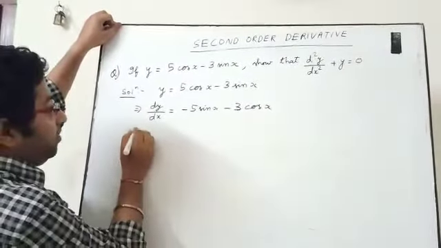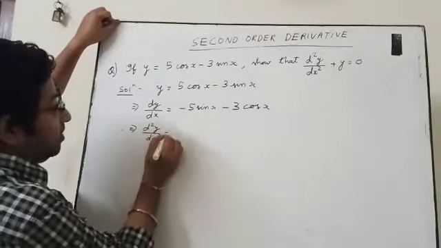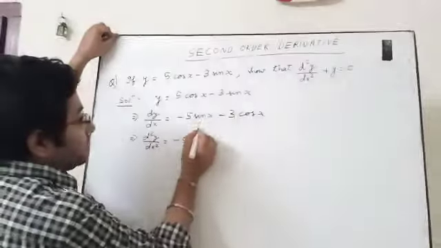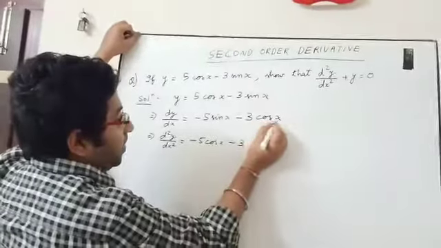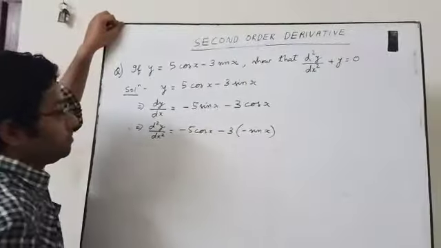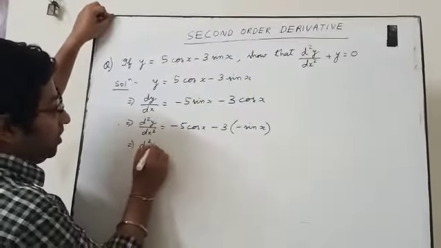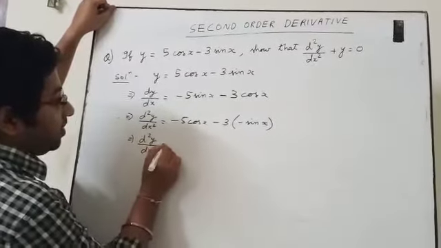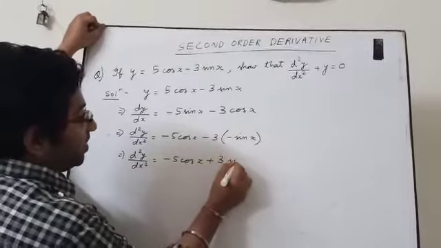Again do the second order, d2y by dx square. Minus 5, what is the derivative of sin x? Cos x. Minus 3, what is the derivative of cos x? Minus sin x. So what did you get? d2y by dx square is minus 5 cos x plus 3 sin x.